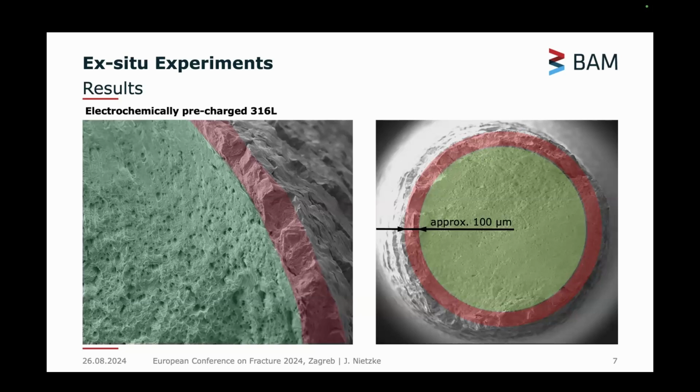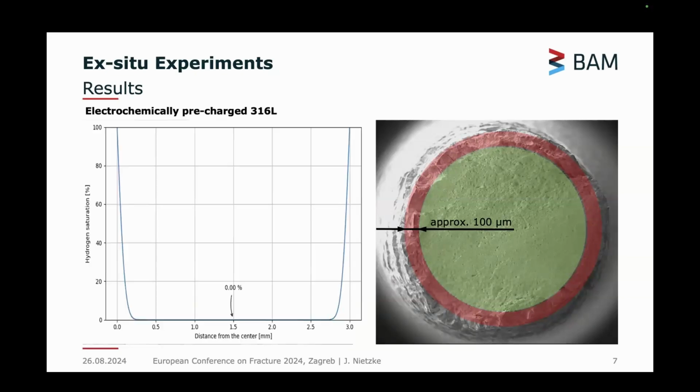Why is this the case? This is mainly because we don't get any hydrogen into the inside of the specimen. If we do a short simulation, we see the hydrogen concentration after the precharging. You see that on the border we have some hydrogen, but in the middle the simulation shows no hydrogen.